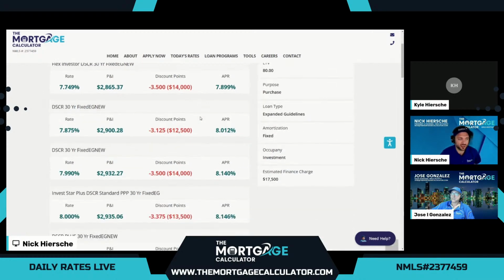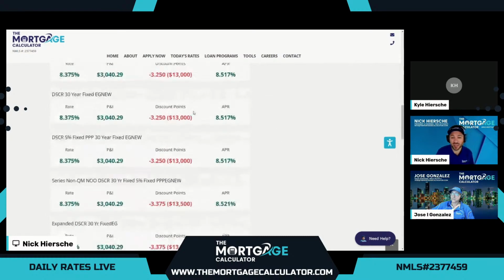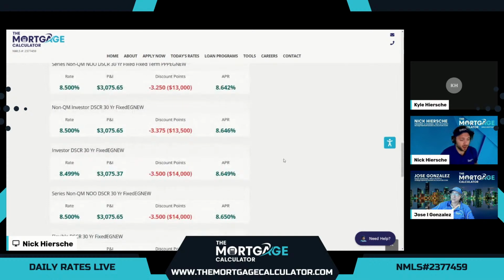So if you scroll down here, there's dozens of options. Still, most investors would take these programs. Some of these may allow things like bankruptcies, foreclosures, other credit issues. Some of these may allow us to use short-term rental income to calculate the DSCR. Lots of flexibility and options here under the DSCR umbrella. So definitely check those out.